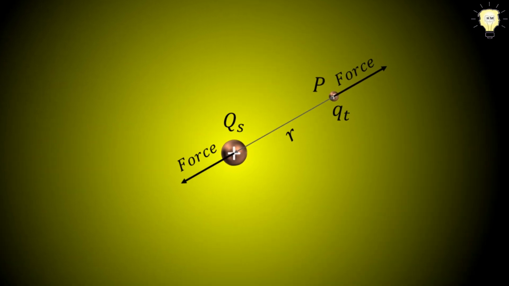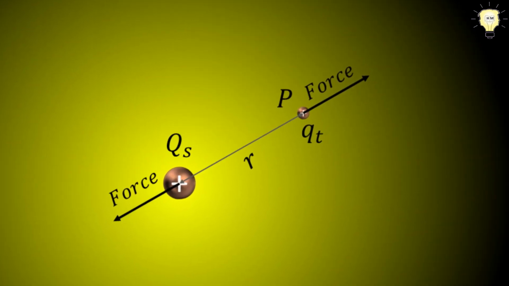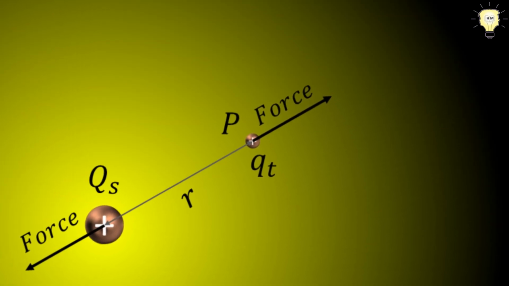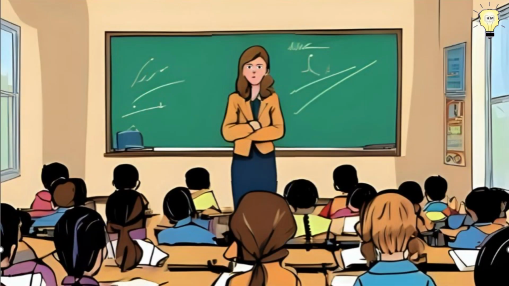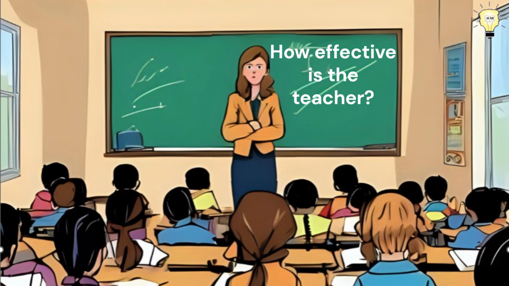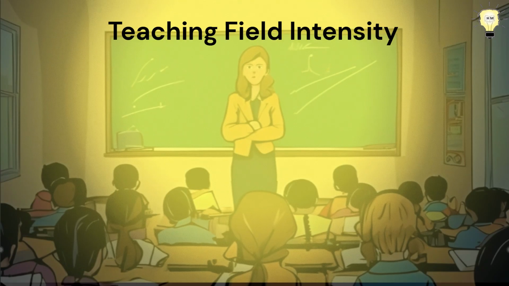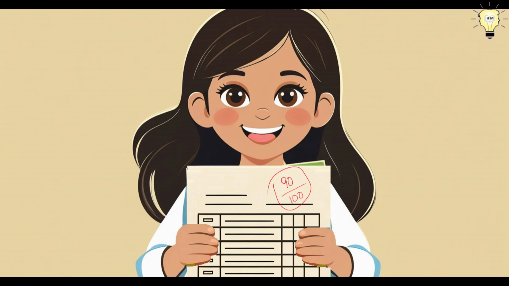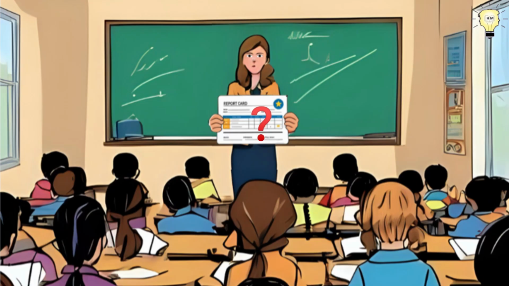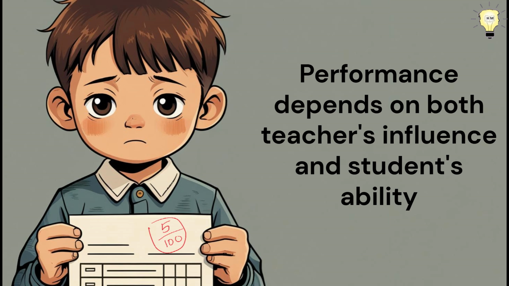A test charge is necessary because an electric field cannot be observed directly. It can only be detected through its effect on other charges. To better understand this, let's go back to our teacher-student analogy. Suppose we wish to evaluate the influence or effectiveness of a teacher. Let's call it teaching field intensity. One way to estimate this is by examining student performance. Assume student A scores 5 out of 100, while student B scores 90 out of 100. Can we conclude that the teacher is effective or ineffective based on these marks? The answer is no, because a student's performance depends on both the teacher's influence and the student's own ability.